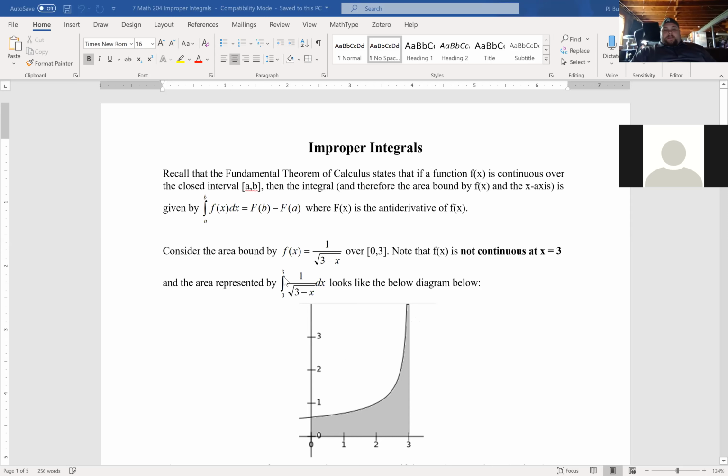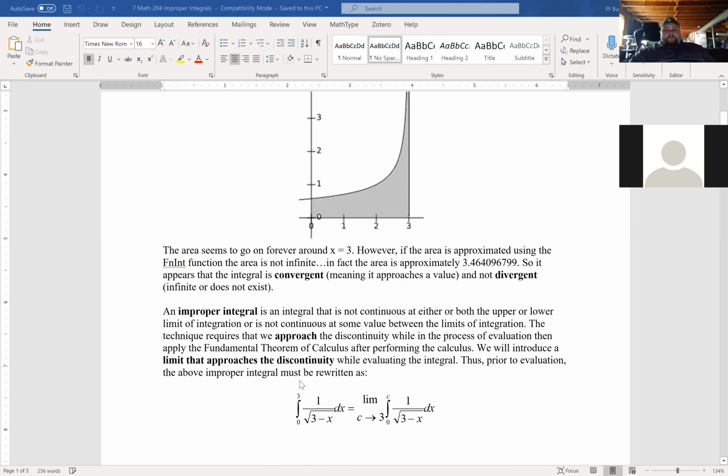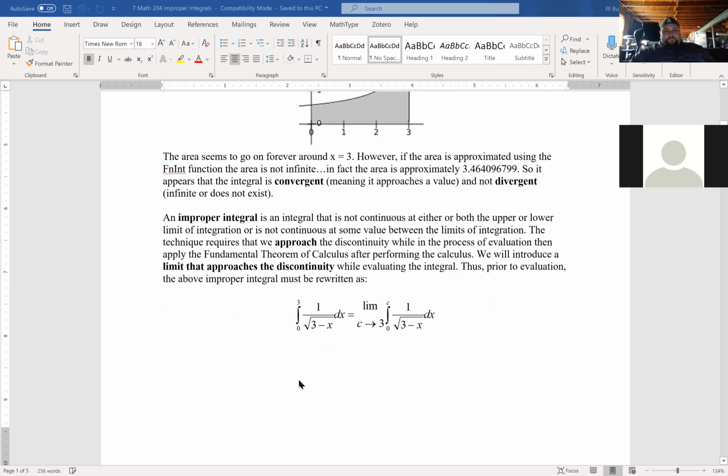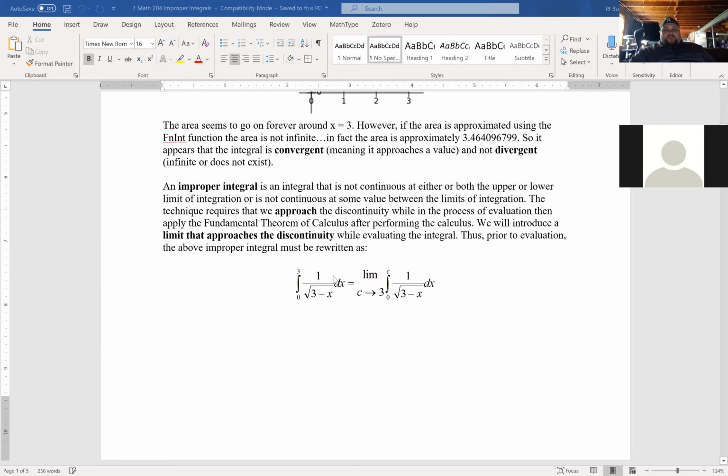So in this case, the bound 3 is what causes the integral to be improper. So we're looking for, is the function continuous at either the bounds given or somewhere between those bounds? And so the way we have to treat this is, instead of integrating from 0 to 3, we have to replace 3 with some constant c and apply the limit as c approaches 3.